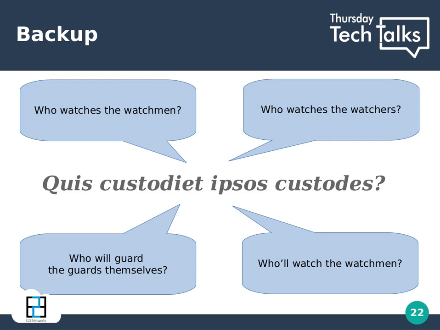This is a Latin phrase which basically asks the question, who watches the watchman, or who will guard the guards themselves. Having a backup policy is very essential, and there are people who do take secondary backups, and sometimes these backups are also stored in fireproof vaults, and this depends on the sensitivity of the data that you are dealing with, but having a good backup policy and secondary backups is very, very important.